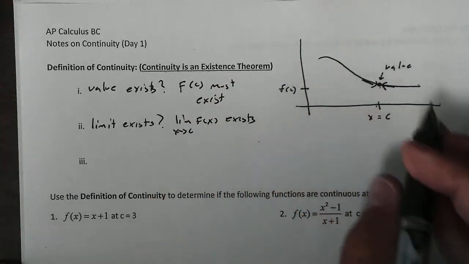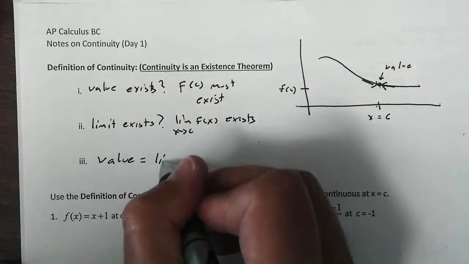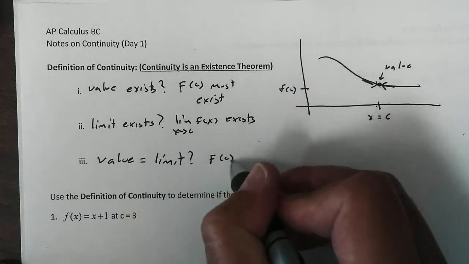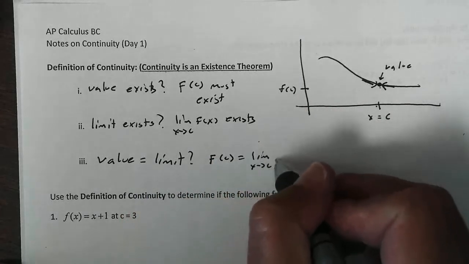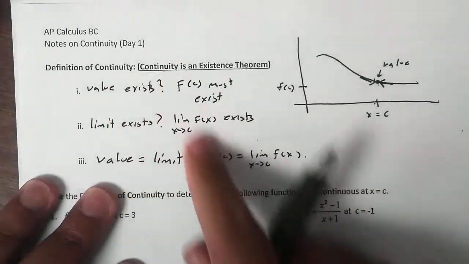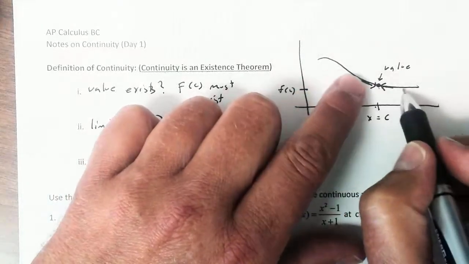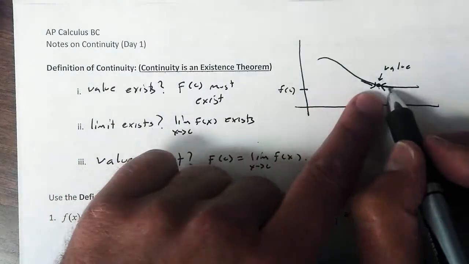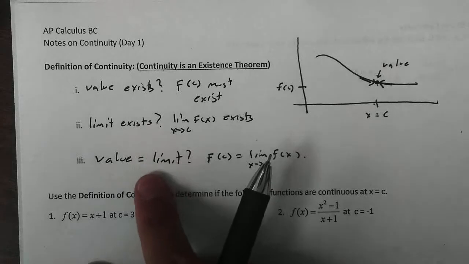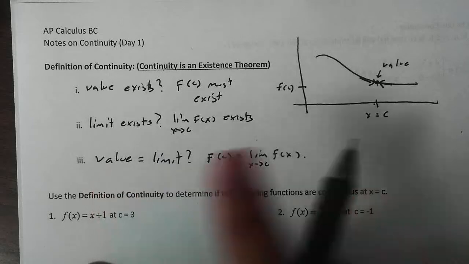And lastly, we have to say that the value must equal the limit. In other words, that the value f of c has to equal the limit as x approaches c of our function. So all three of these must be true. We must have a value, we have to head toward the same place from the left and right, and we have to head towards the value. So in other words, for a function to be continuous, we have to approach the value from both sides.